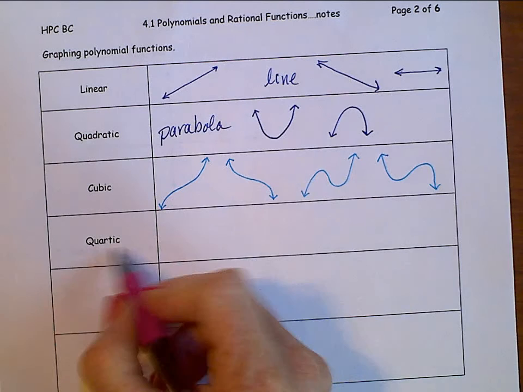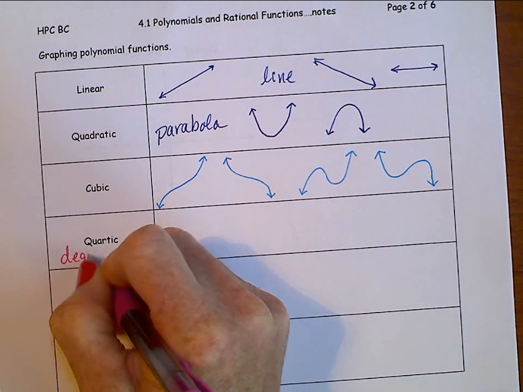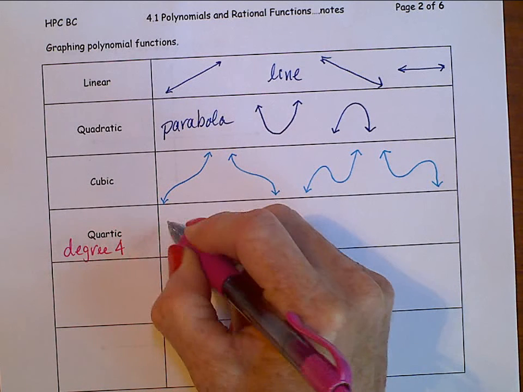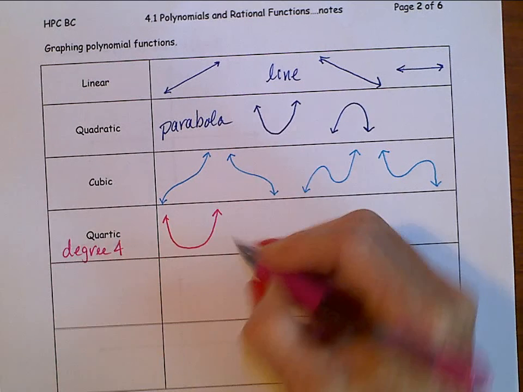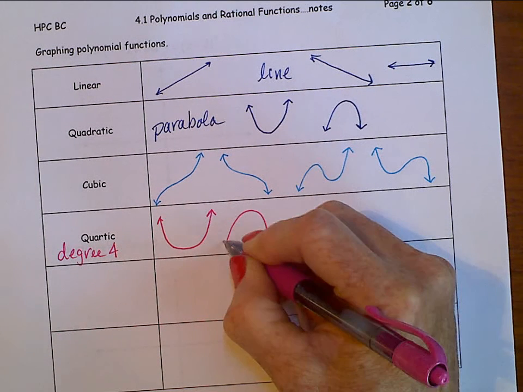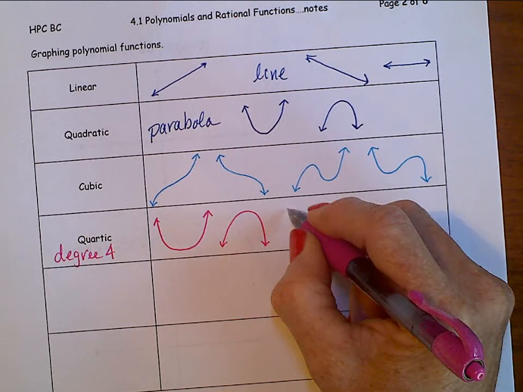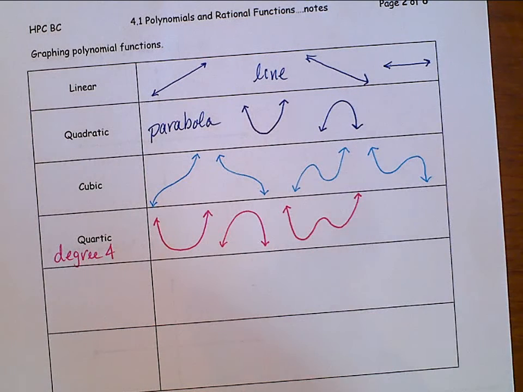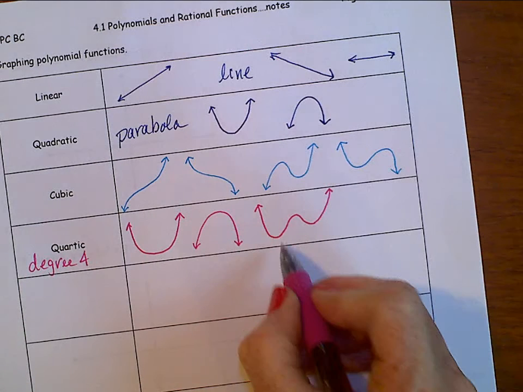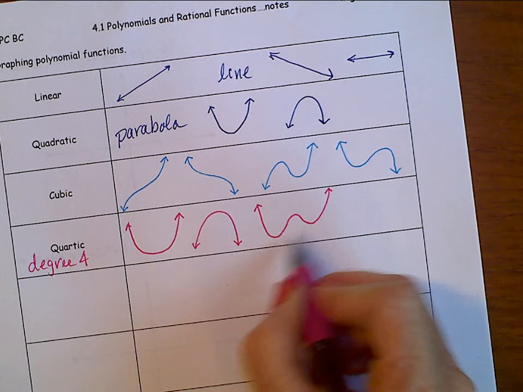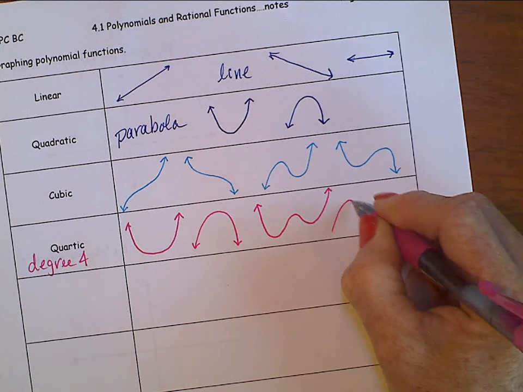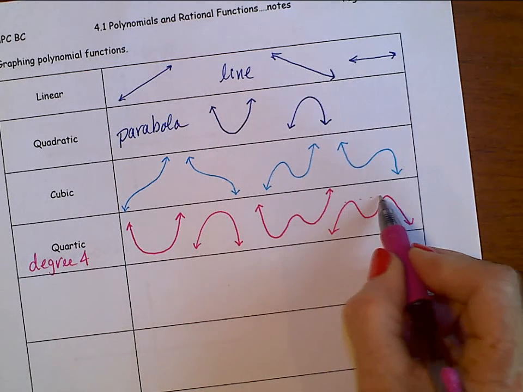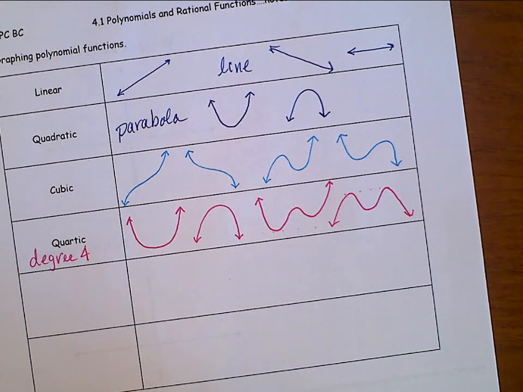A quartic, degree 4. Degree 4 can look almost like a parabola. Looks like this, or upside down, or a degree 4 could be something like that, or it could be upside down, and the heights of these two humps, if you will, could be exactly the same. So those can be on the same level, or they could be on different levels.